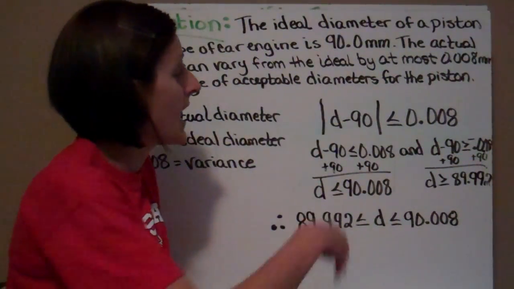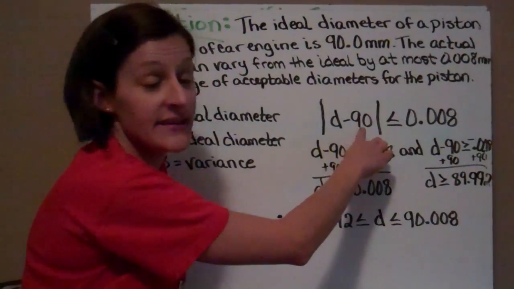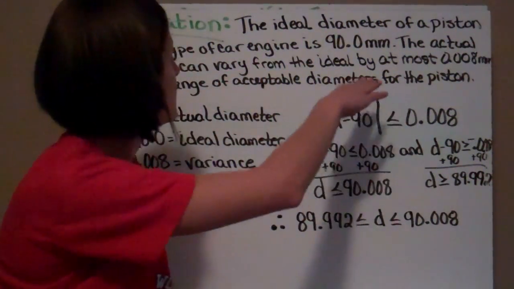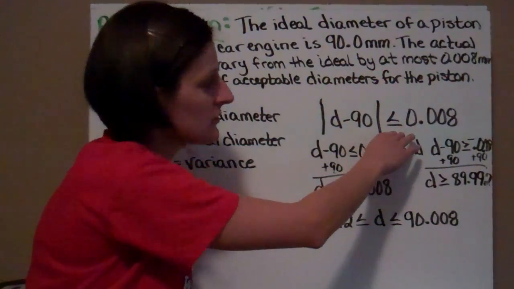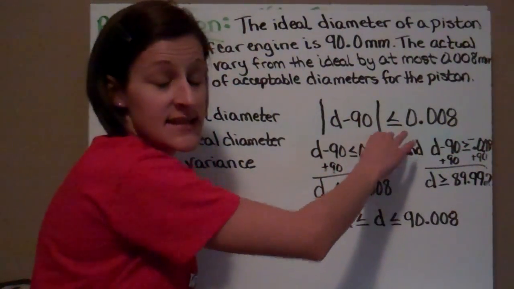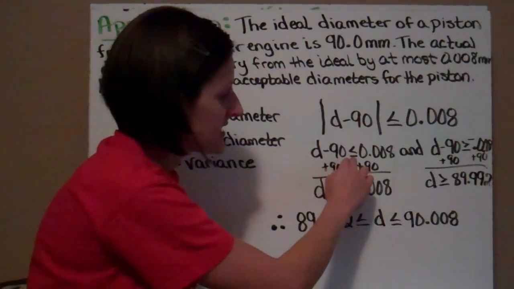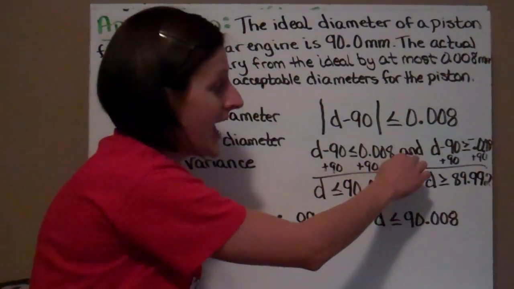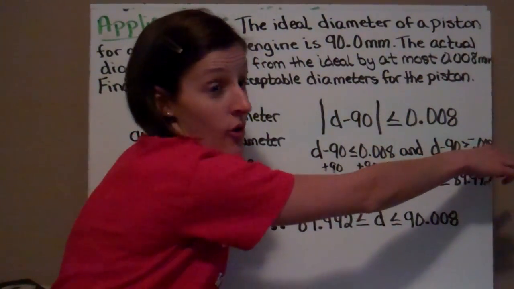So I'm going to have my absolute value bars, my actual minus my ideal, and this time it needs to be at most, which means it needs to be less than or equal to 0.008. Now, it's an and statement, so I'm going to have D minus 90 is less than or equal to 0.008, and D minus 90 is greater than or equal to negative 0.008.